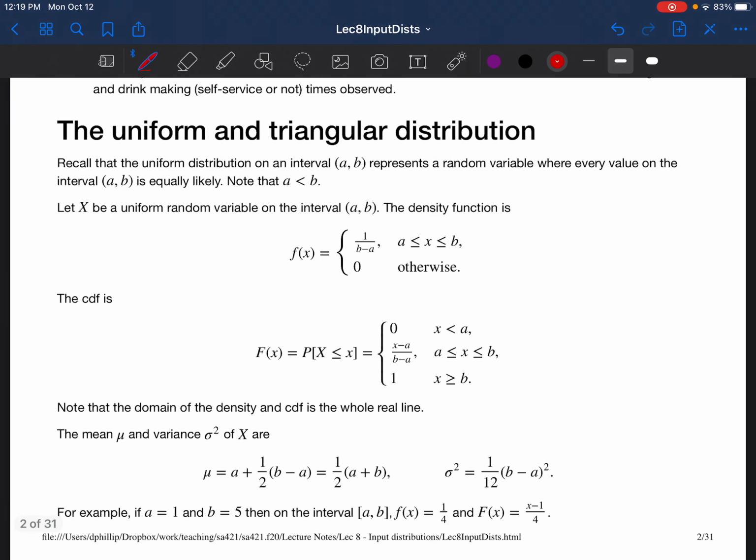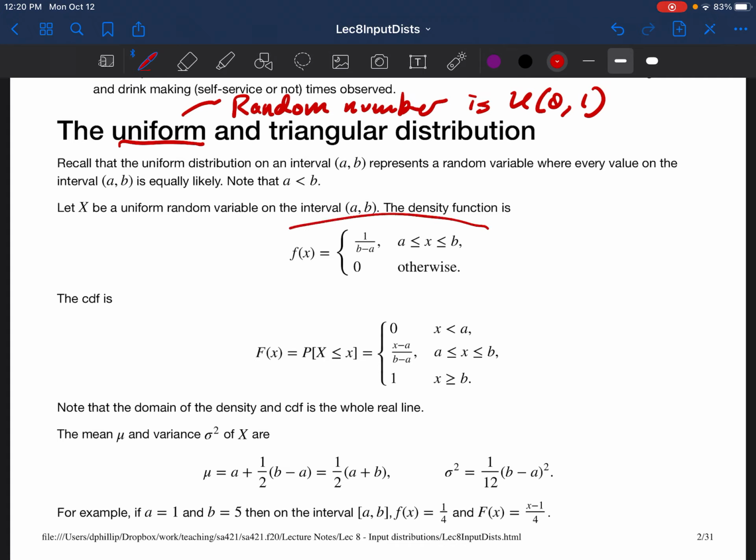Okay. We'll move on to our first continuous distribution, the uniform and triangular. We've already been using these. Remember, uniform 0, 1 is our model for a random variable, or a random number, I should say. And triangular is similar to a uniform. Okay, so the uniform has this density function. Again, this should be review.